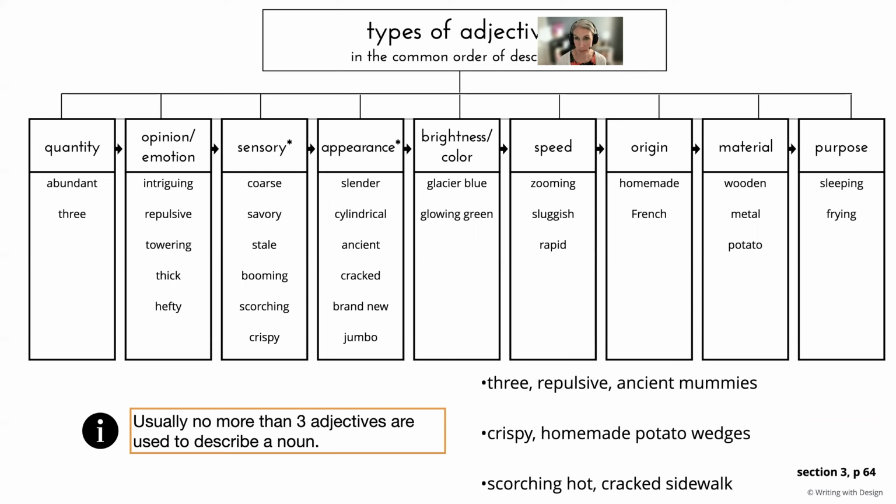Three repulsive ancient mummies. It goes quantity. Repulsive would be opinion or an emotion regarding it, an emotional response to it. And then ancient would be the appearance, how old it is, right? Now, if we switch those around, you can tell that it doesn't sound right. If we said ancient three repulsive mummies, something doesn't sound right. So again, this classifying design is wonderful at not only giving you all of the different categories of adjectives that we use in English or that exist in describing, but it also puts them in the proper order so that we make sure that the writing flows and that it's in an order that is proper in English.